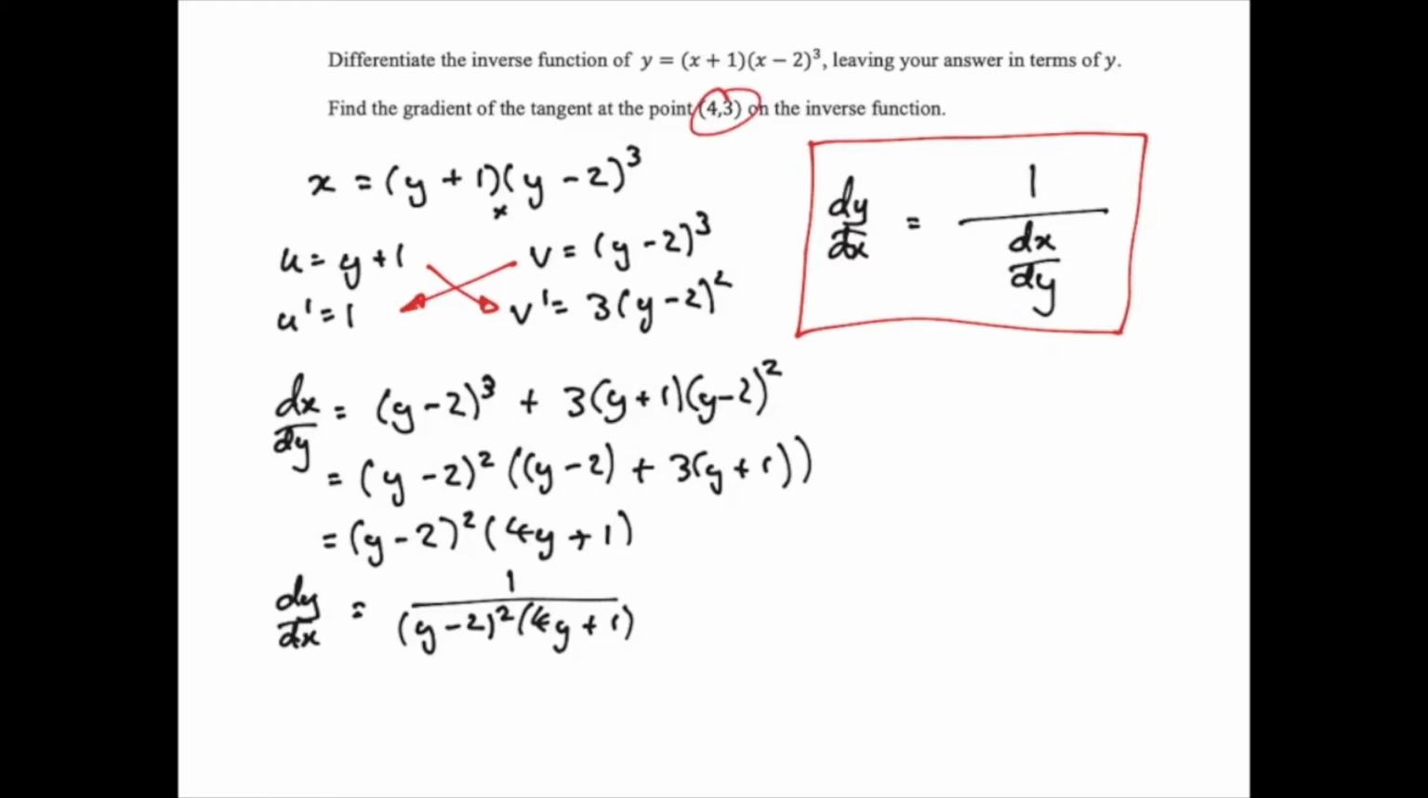Now I have my dy/dx in terms of y, so I will be subbing in that y value of 3. So dy/dx when y is 3 is 1 over (3 − 2)², which is 1 squared, and 4 times 3 plus 1, so it is 1 over 13. So the gradient of the inverse function is 1 over 13 at the point (4, 3).